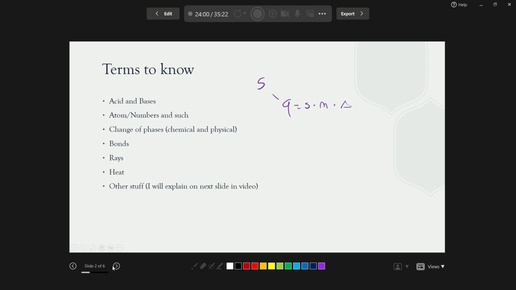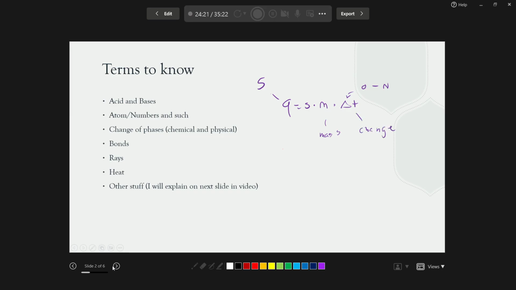And this is delta T, which means just a change, so it'd be the change of the original minus the new. Or I think new minus original. It's just a change. So Q is the amount of heat transferred, S is that specific heat we talked about, M is the mass, and this is just your change in temp.